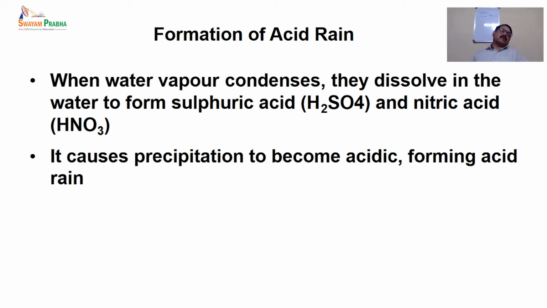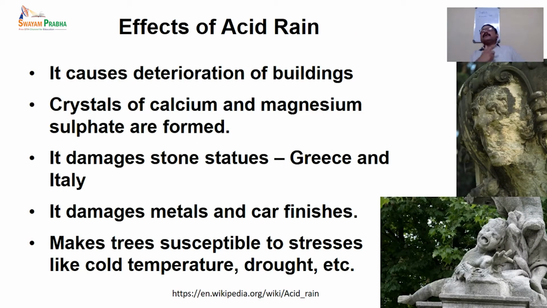Now, if you look at the formation of acid rain, the water vapor condenses, dissolves with water, and oxides of sulfur react to form H2SO4, that is sulfuric acid, as well as HNO3, nitric acid. So they precipitate, the water is now acidic, forms acid rain and falls on the surface of the earth.